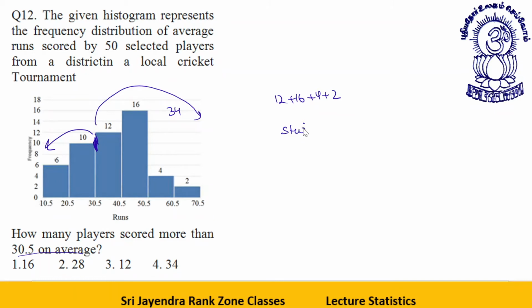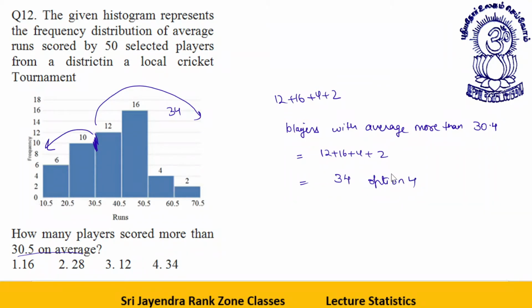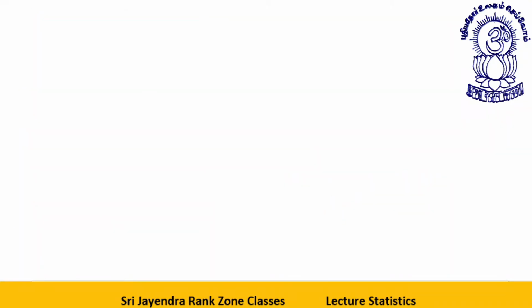So players with an average of more than 30.5 will be 12 plus 16 plus 4 plus 2, which is 34. Which is the option? Option 4 is the answer. Okay, dear students, very clear to all? Let's proceed towards the next one.